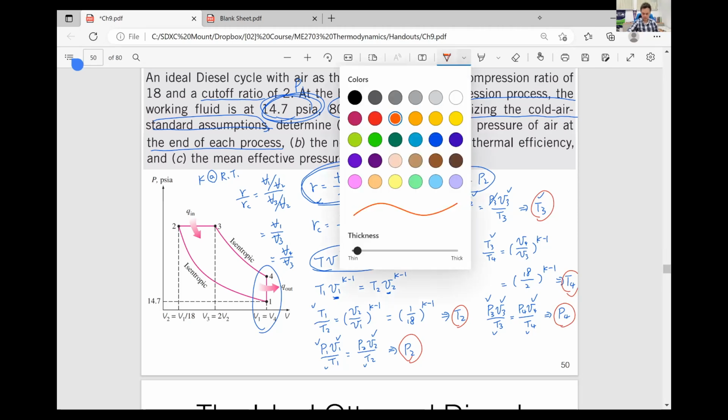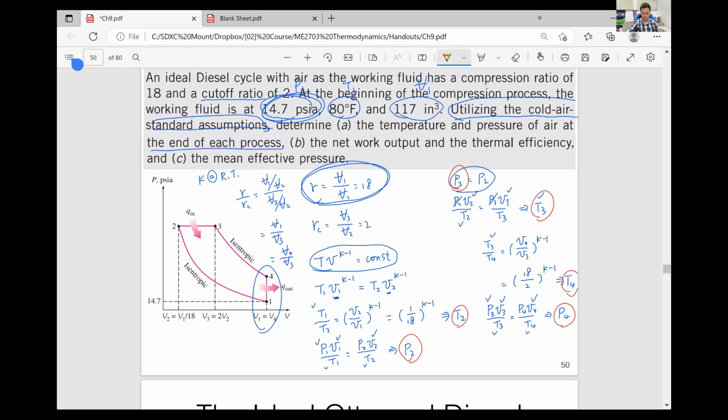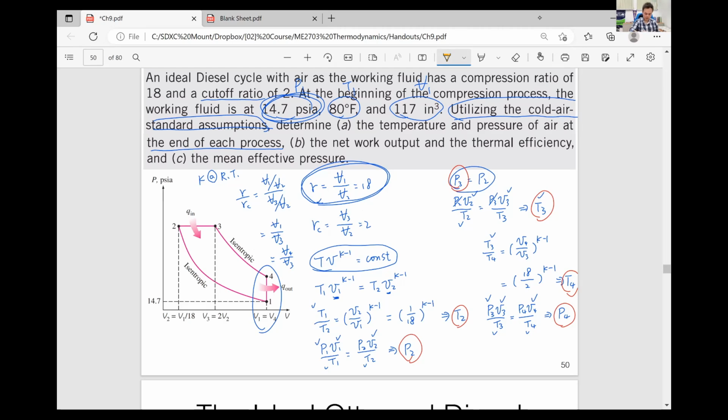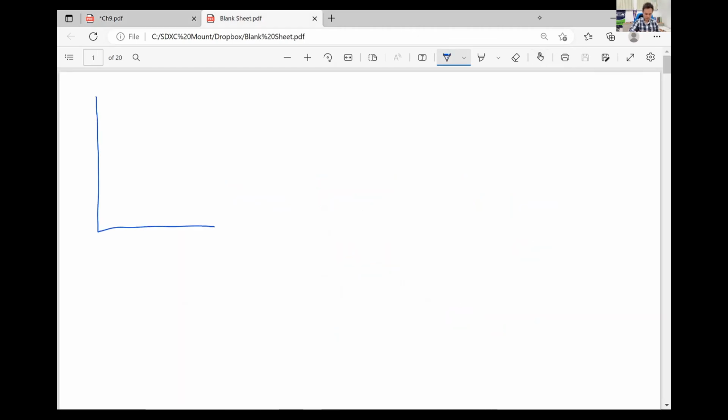Then the net work output and thermal efficiency, right? Well, net work output in this case, let's try here. Net work output, so PV.